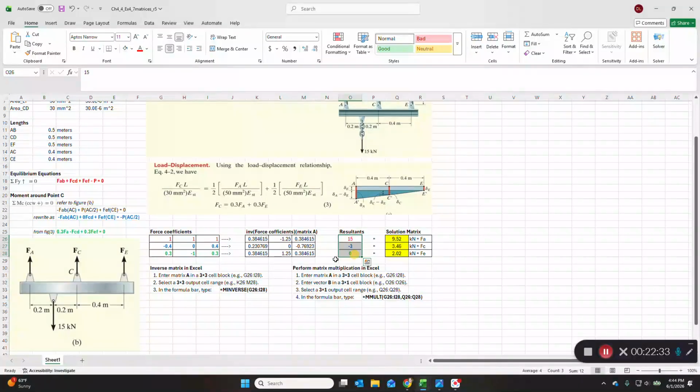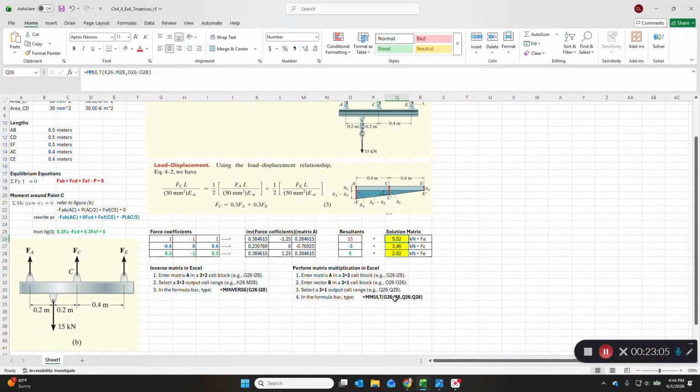I've got my resultants matrix, which we knew were constants. Now all I have to do is perform matrix multiplication in Excel. So you're entering matrix A in a 3 by 3 block and vector B in a 3 by 1. A is 3 by 3, that's this matrix. B is 3 by 1, that's this matrix. So it goes rows and columns, right? And then select the output range, which is this 3 by 1.